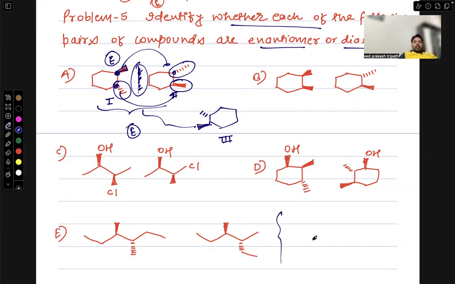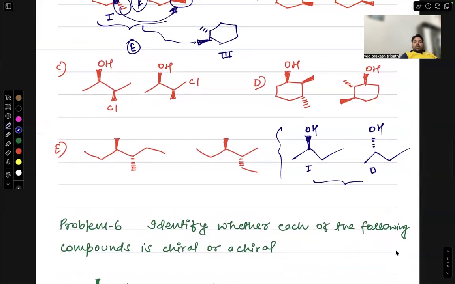For example, suppose we have this compound. This is supposed to be OH. Now I have to draw the enantiomer of this molecule. The best way to draw enantiomer is keep everything the same, change wedge with dash. So 1 and 2 are enantiomers. Make sense? It makes sense, this one?